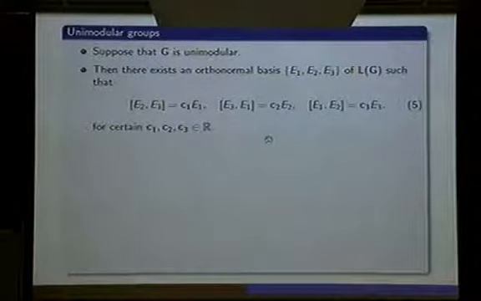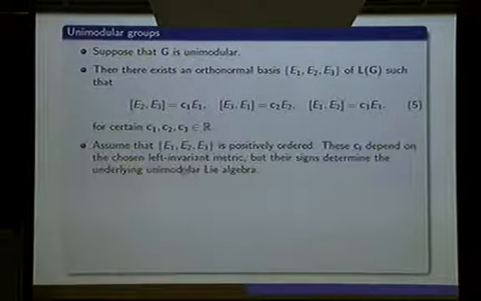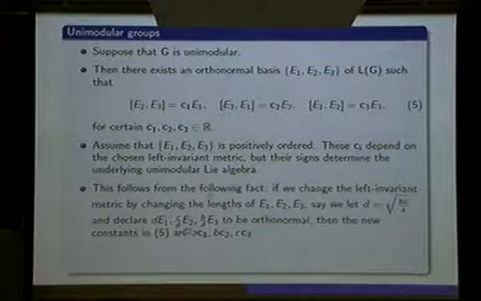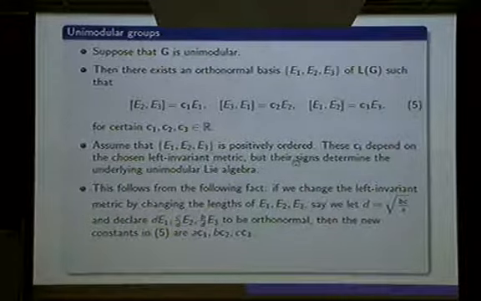And we're going to talk about simply connected Lie groups. The Lie algebra determines the group structure. So understanding the Lie algebra is like understanding the group. Understanding the Lie algebra means we know what these constants are. If we know what the constants are, we know the metric, and we're going to know the group structure. So assume they are positively oriented. If you choose the orientation correctly, then you can make some choices about the sign of these constants.